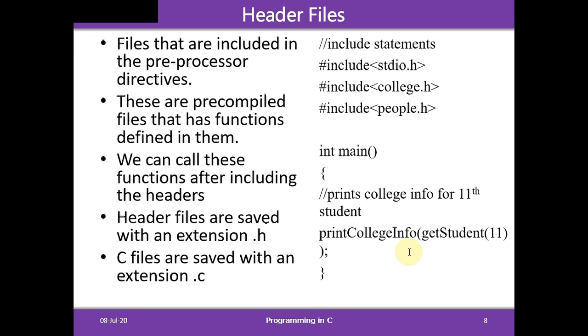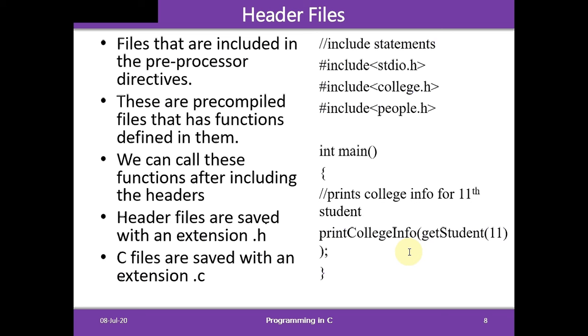So next is the header file. Files that are included in the preprocessor directives, that is the hash include sections, are header files. These are precompiled files that have functions defined in them. They may even have several data types or classes defined in them. In this example, we'll see just a simple function that is stored in the header file, so I'll be explaining it.